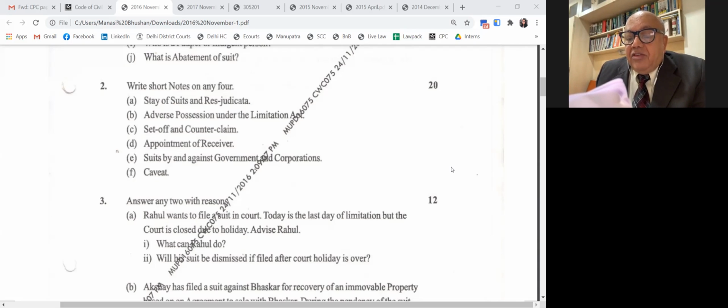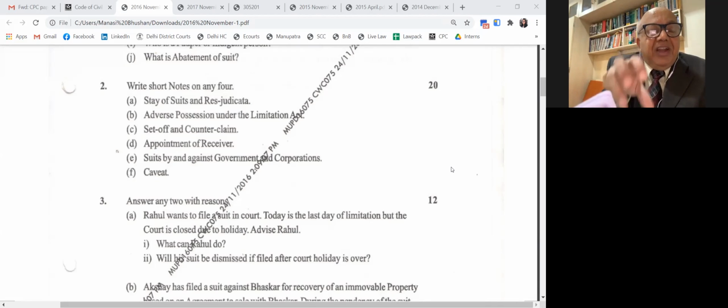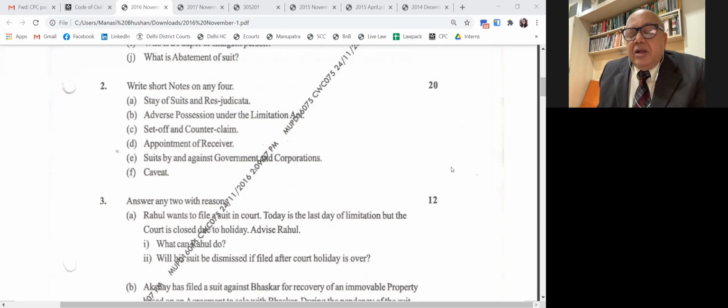Okay, then set off and counter claim. You have seen under order 8 rule 6 and 6A. Set off is in respect of an ascertained claim, and the character of the parties must be the same. The amount which is sought to be set off must fall within the jurisdiction of the court. It must be the specified amount. Damages and unascertained amounts cannot be claimed in a set off. Illustrations are there in order 8 rule 6, check and you will find them.